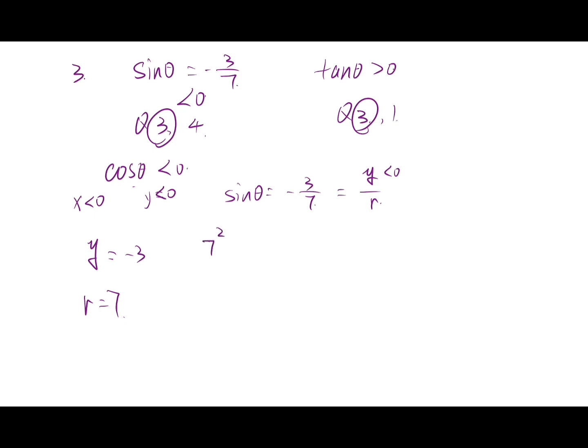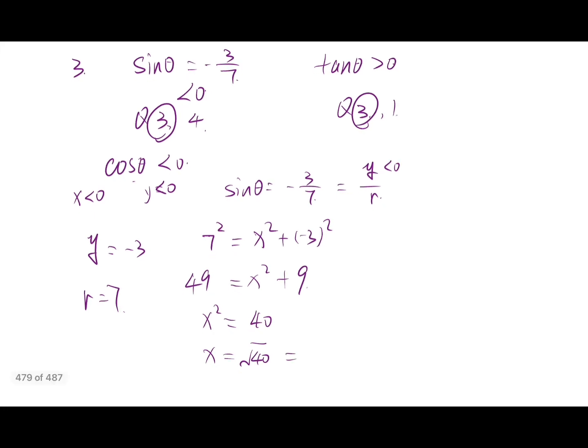Okay, so 7 squared equals x squared plus negative 3 squared, so 49 equals x squared plus 9, and then x squared is 40, so x is square root 40. Don't forget to simplify this one. x could be positive or negative square root 40, but x is negative, so x is negative square root 40, and 40 is 4 times 10, so it's negative 2 square root 10. Then cosine theta is x divided by r, so it's negative 2 square root 10 divided by 7.